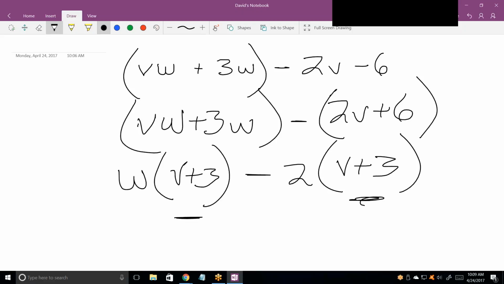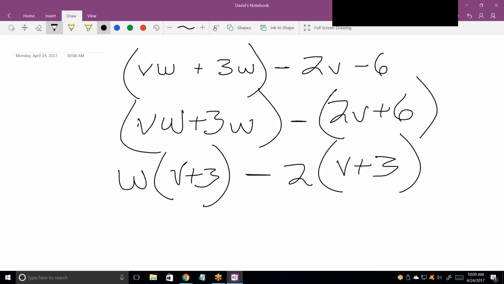So if you're trying to solve something by grouping and you get a V plus 3 here and a V minus 3 over there, probably means you made a mistake, and that's an easy mistake to make. Okay. So it's a flag. You should go back and check your arithmetic.